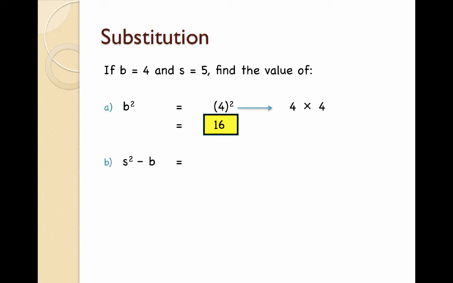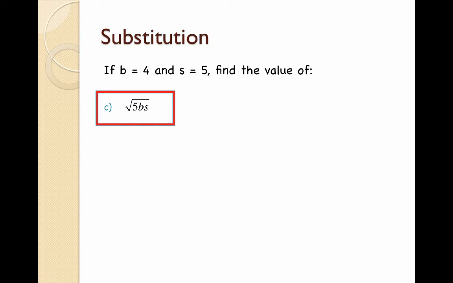For the second example, we've got S squared take away B. Now S is 5. So in brackets, I'm going to write 5 and put a little 2 outside, making it 5 squared. And when I take away B, I note that B is 4. So I'm going to take away 4. Remember, 5 squared means 5 times 5. So 5 times 5 is 25, and then I'm going to take away 4. You'll just notice that I've taken away the brackets, and that I've evaluated what 5 squared is. Finally, 25 take away 4, that's 21. And so that's what S squared take away B is.